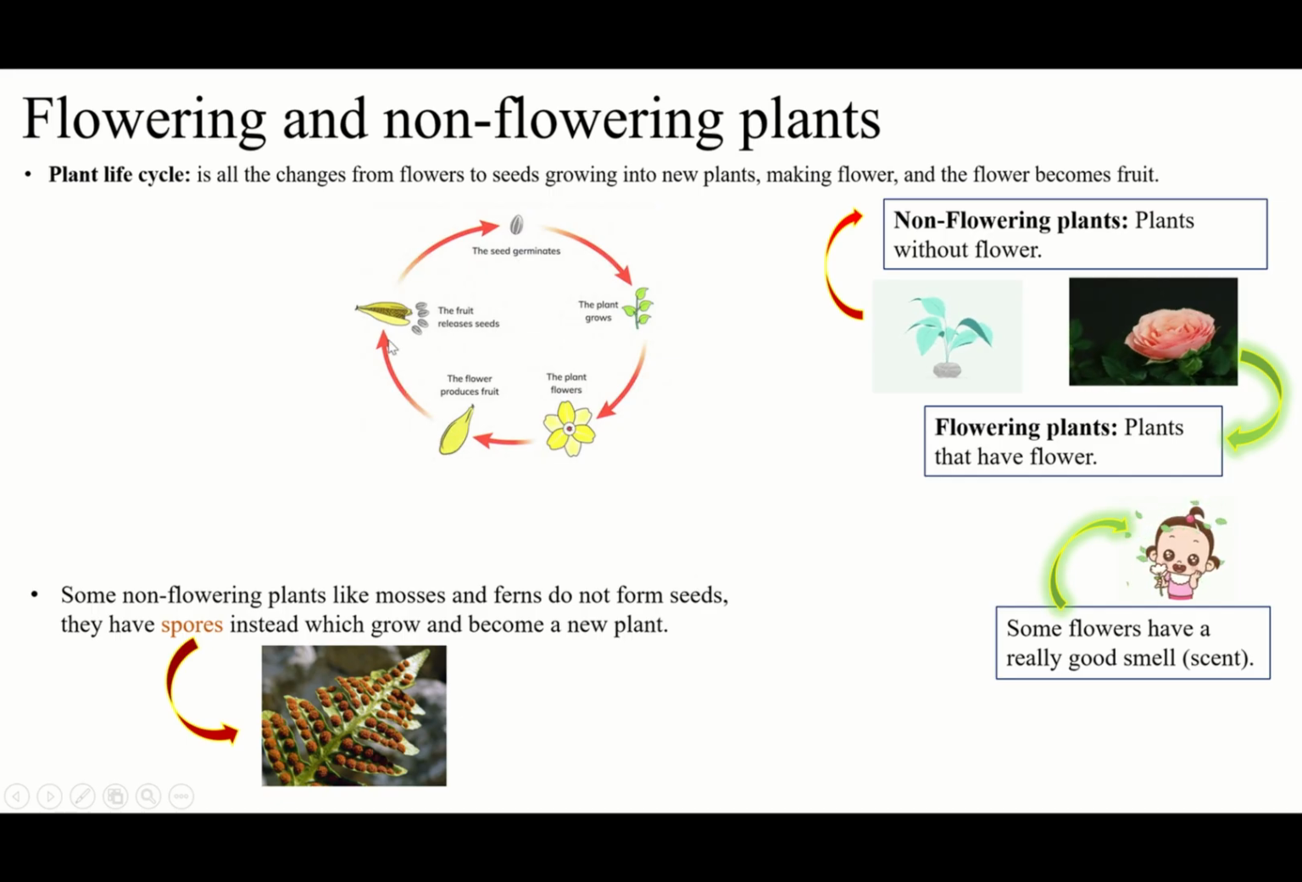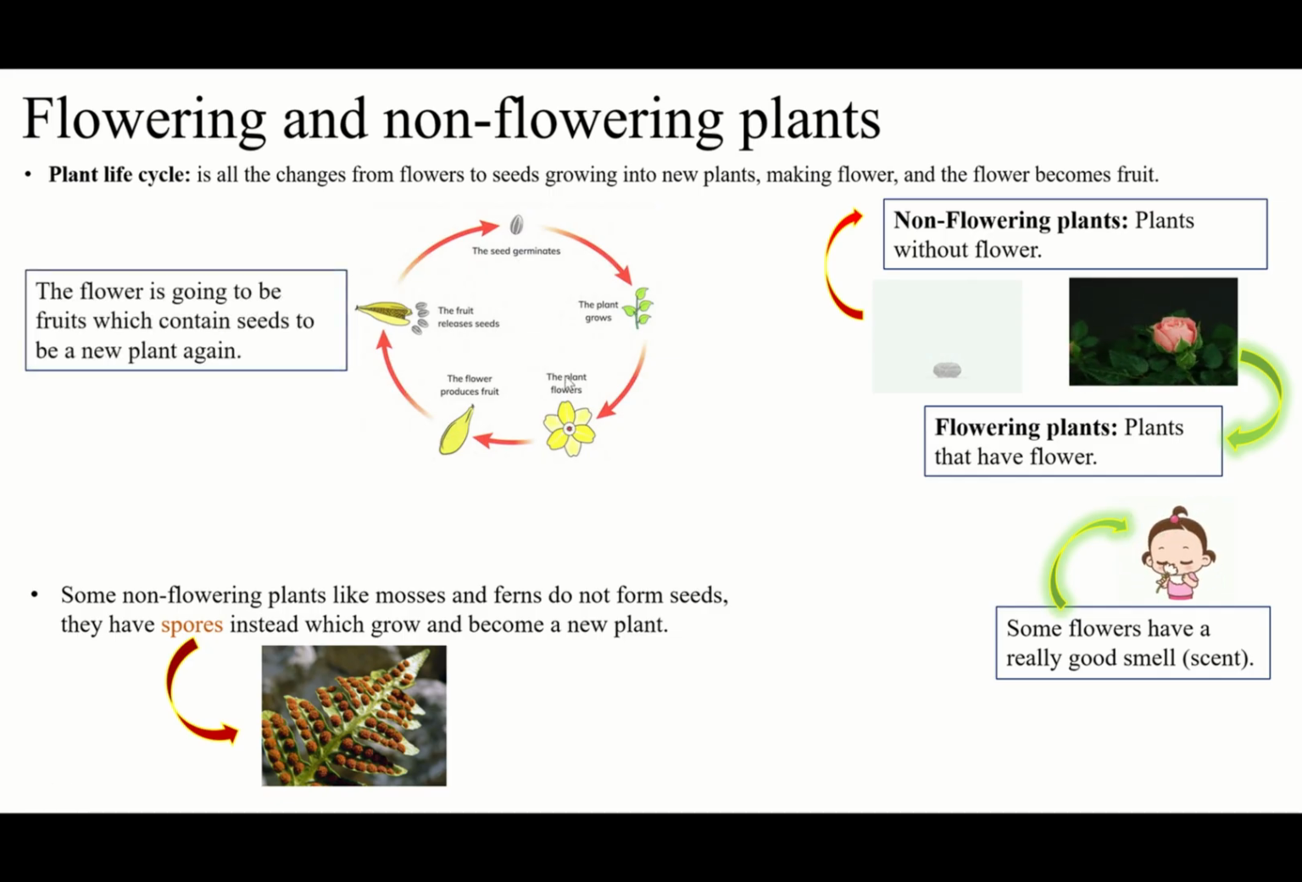What is the other function in the next step? Releasing the seed. The fruit releases the seed and spreads it away to become a new plant in another place. Then this seed starts to grow into a new plant. This cycle will keep happening over and over again. That's why we call it a life cycle, a cycle that happens continuously.